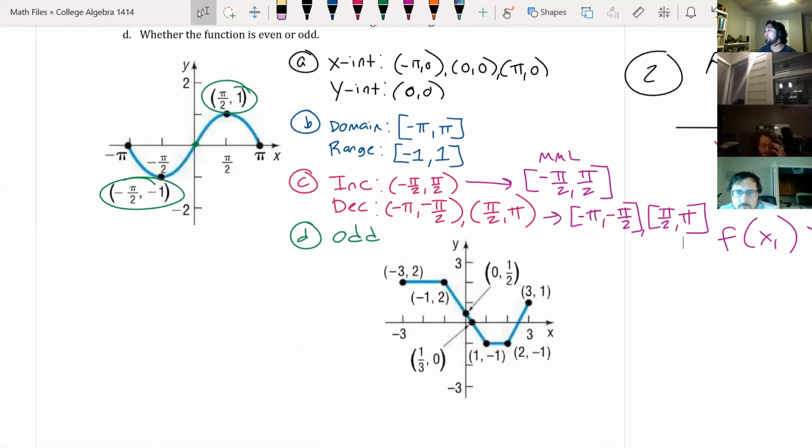Okay, take about 2 minutes and go ahead and try this graph out. Find the intercepts, domain and range, increase, decrease, and whether it's even or odd. So try that out. Read the blueprint in MyMathLab for sure.